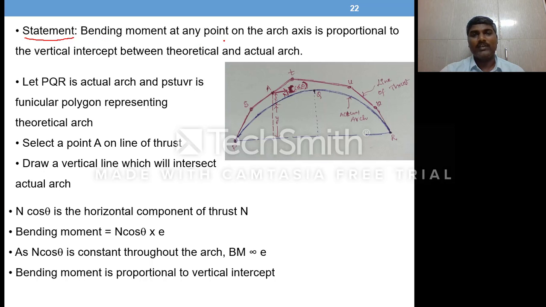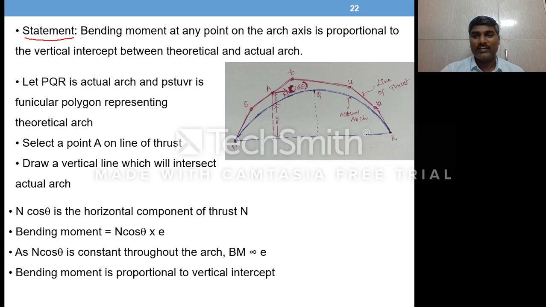Bending moment at any point on the arch, which means the actual arch, that means this blue line, which is the actual arch, or arch axis, is proportional to the vertical intercept between theoretical and actual arch. Whereas the theoretical arch here is the network of lines drawn here. This is the theoretical arch.